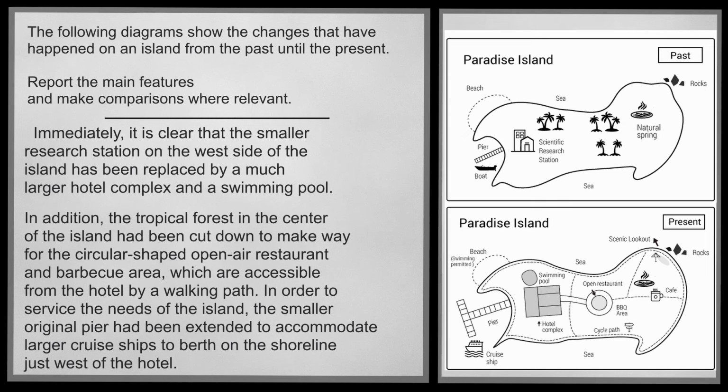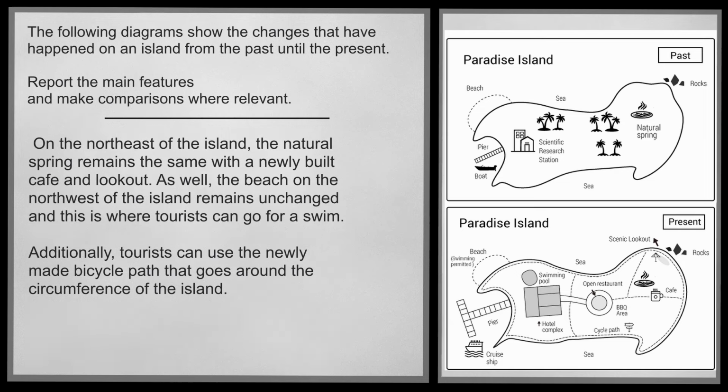In order to service the needs of the island, the smaller original pier had been extended to accommodate larger cruise ships to berth on the shoreline just west of the hotel. On the northeast of the island, the natural spring remains the same with a newly built cafe and lookout. As well, the beach on the northwest of the island remains unchanged, and this is where tourists can go for a swim. Additionally, tourists can use the newly made bicycle path that goes around the circumference of the island.